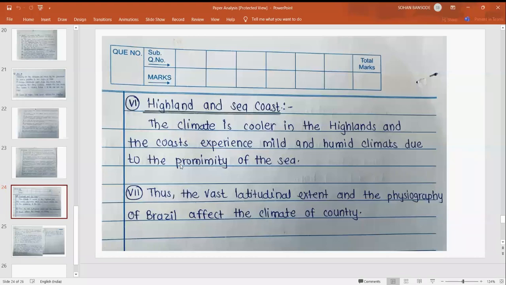Highland and the sea coast. The climate is cooler in the highland, and the coast experiences mild and humid climates due to the proximity of the sea. Last one is thus the vast latitudinal extent and the physiography of Brazil affect the climate of the country.